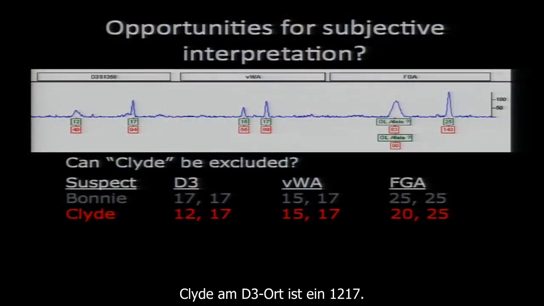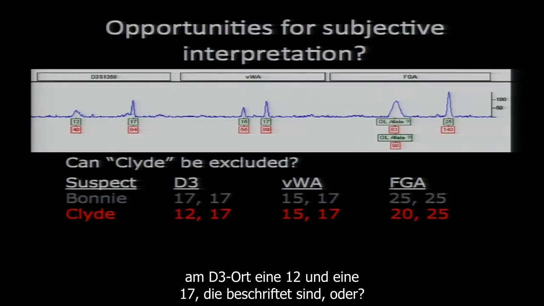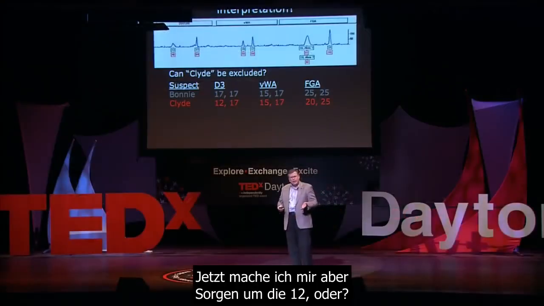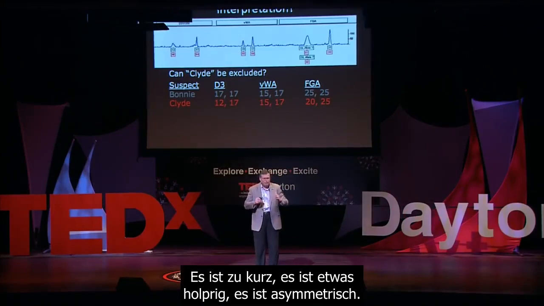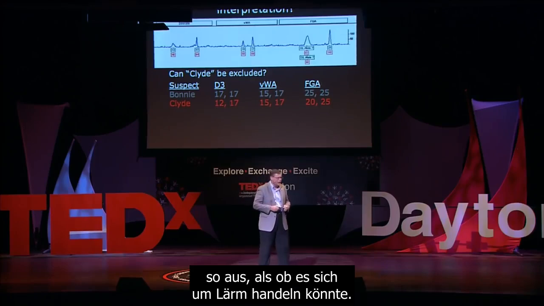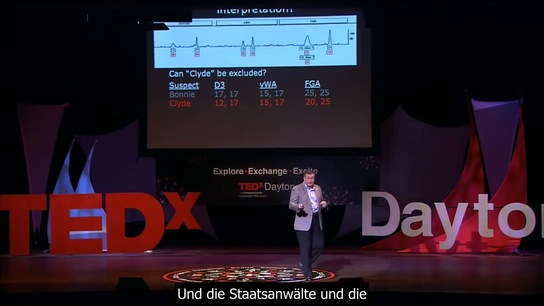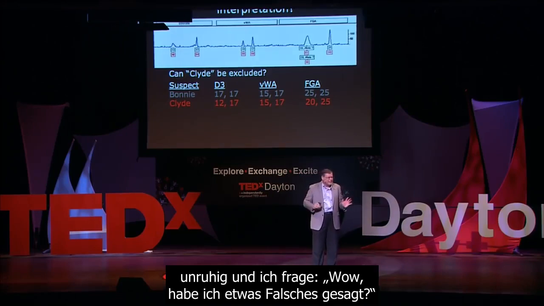Right? Clyde at the D3 locus is a 12, 17. And sure enough, in the electropherogram on that graph, we see at the D3 locus there's a 12 and a 17 that's labeled, right? Now I worry about that 12 though, right? It's too short, it's kind of bumpy, it's asymmetrical. That doesn't look like a peak, it looks like it could be noise. And the prosecutors and the crime lab employees get fidgety. And I ask, whoa, have I said something wrong?